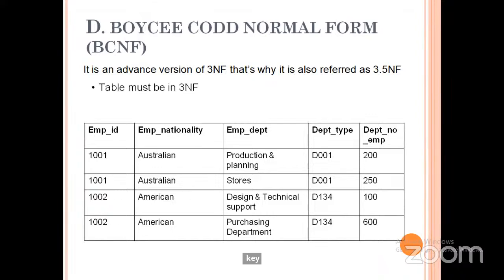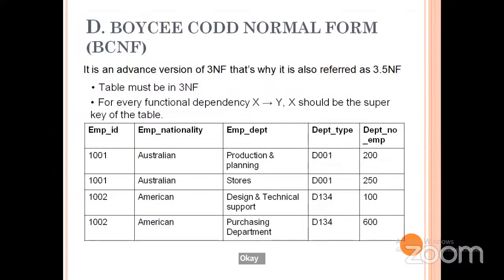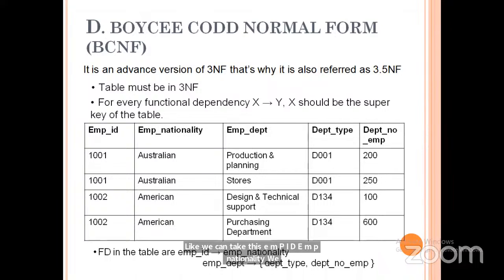So let us see the example. This is a table with employee, nationality, department type, department number. Here we can take X tends to Y. We can take EMP ID and EMP nationality. EMP ID tends to EMP nationality. So again, EMP ID can contain department type and department number.